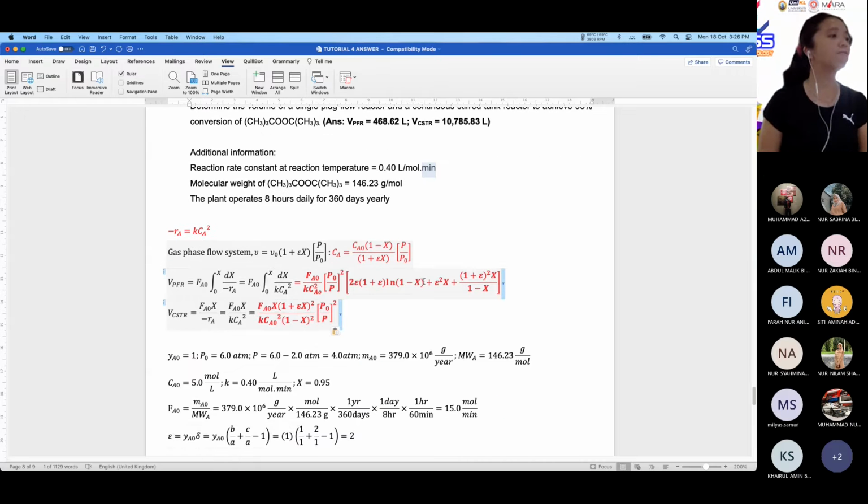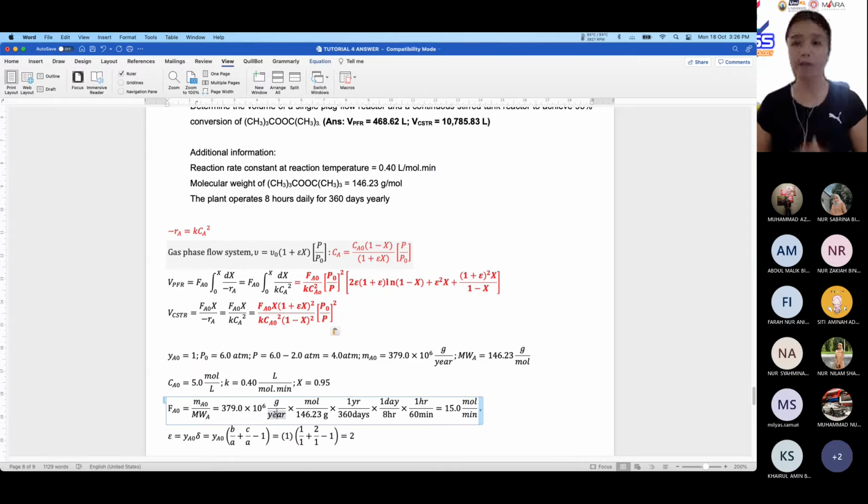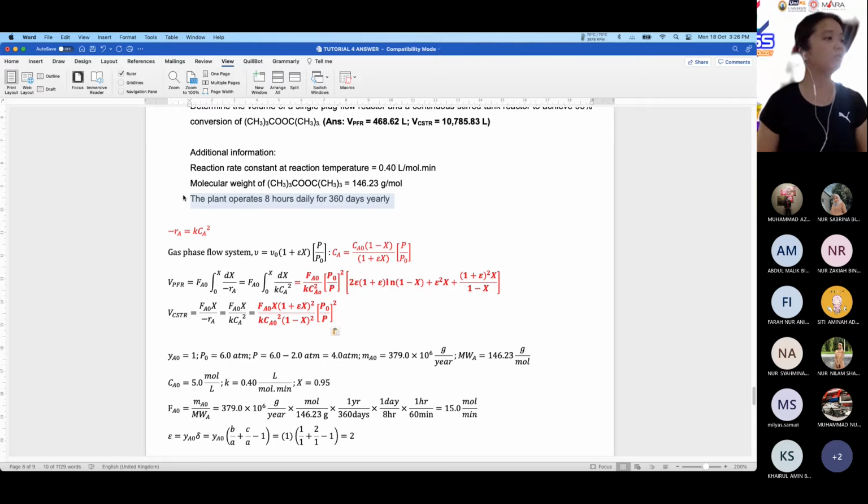Tapi to convert from year to minute, kamu kena faham dia bukan straightforward sebab it has to follow the operating condition or the operating time of your plant. So meaning to say, contohnya dalam soalan ni, okay, in 1 year, the plant from you to convert from year to minute, kamu dah tak boleh direct sebab in 1 year, although we have 365 days, but this plant only operate 360 days. So, kamu kena convert dulu kepada days. So, 1 year, 360 days.